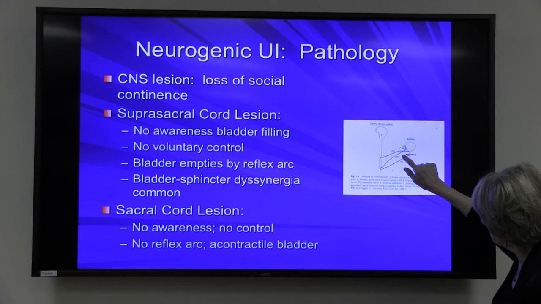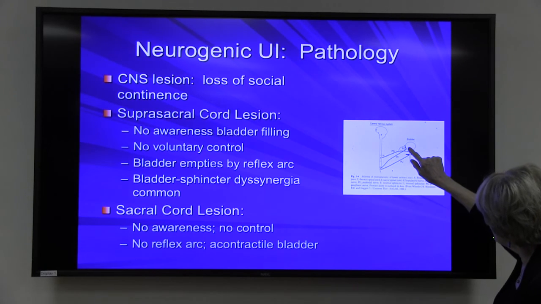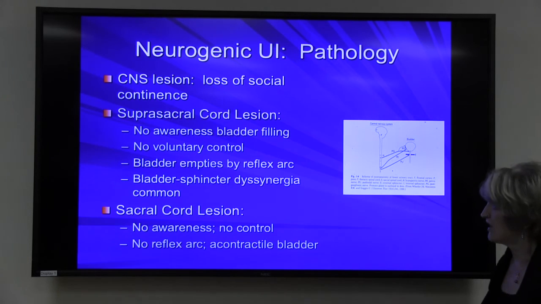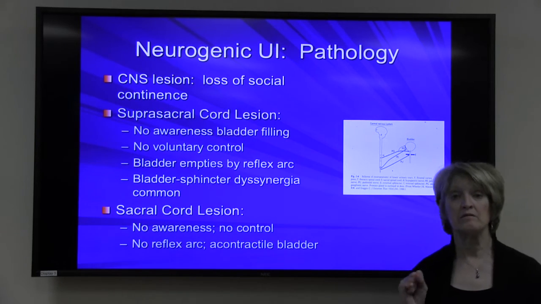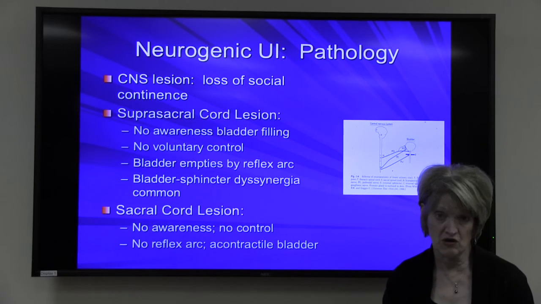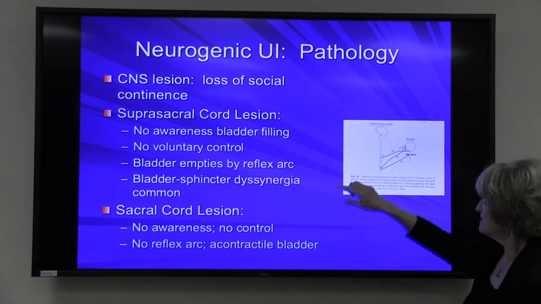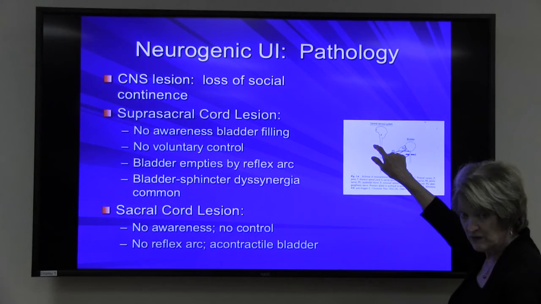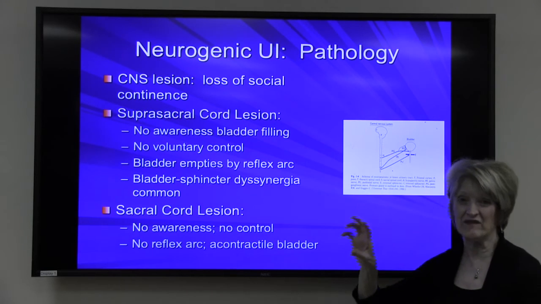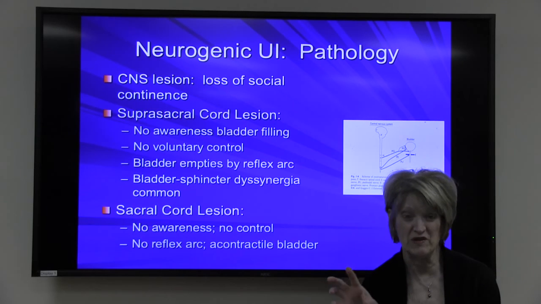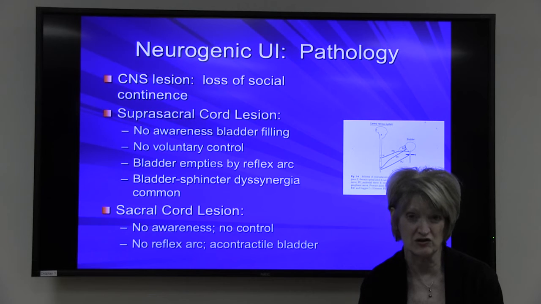You will be able to empty the bladder by the reflex arc because the reflex arc remains intact. So sensory input from the bladder comes over, kicks off the parasympathetic nerve, the bladder contracts. But you may also have bladder sphincter dyssynergia, because all of that coordination you get from the Pontine Micturition Center, you've lost it. So you don't have any way to reliably open the sphincters before the bladder contracts. And a lot of patients who have suprasacral cord lesions have bladder sphincter dyssynergia.